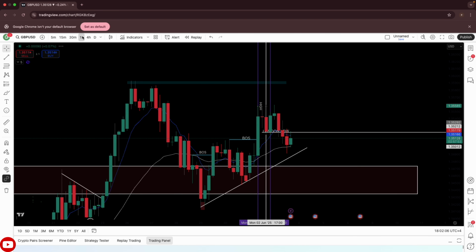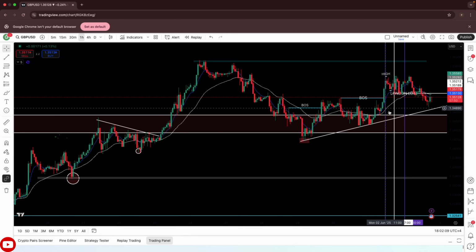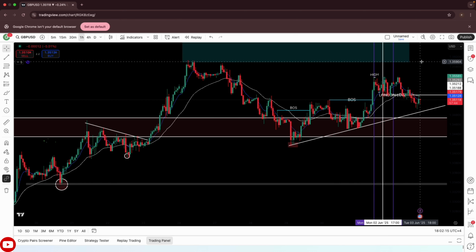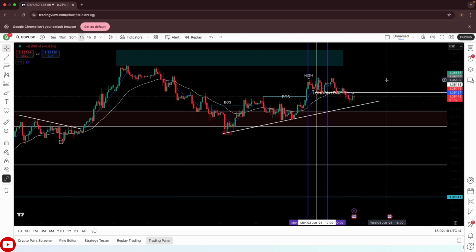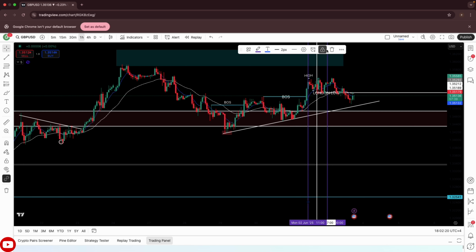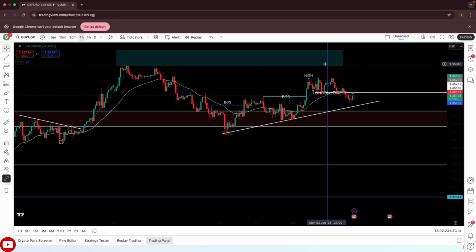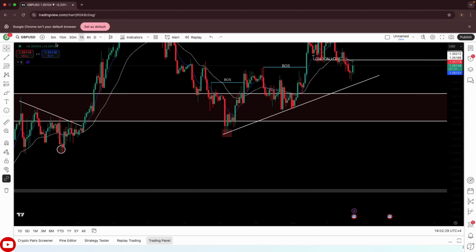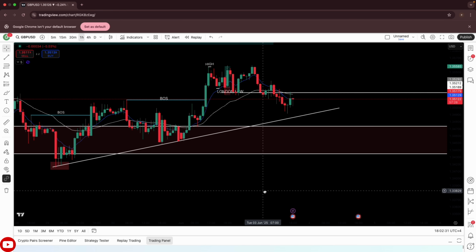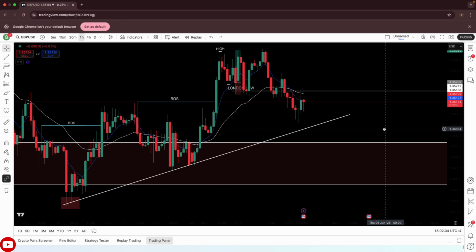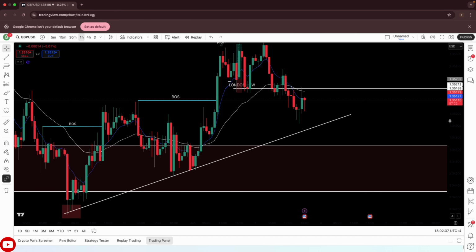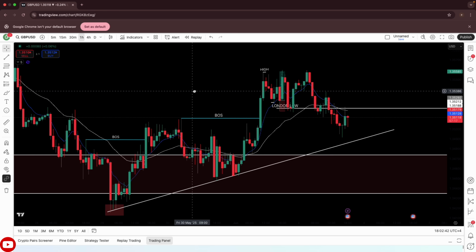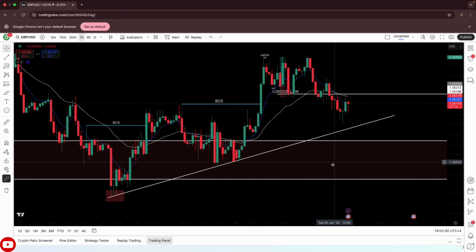So yeah, we are at this level now. So yeah guys, this is GBP USD. As you guys can see, it's following a trend line. It's following this trend line.